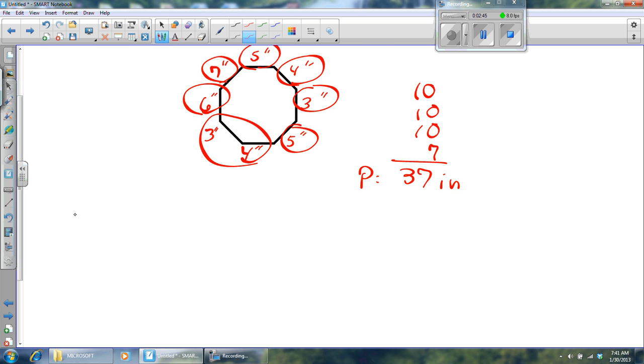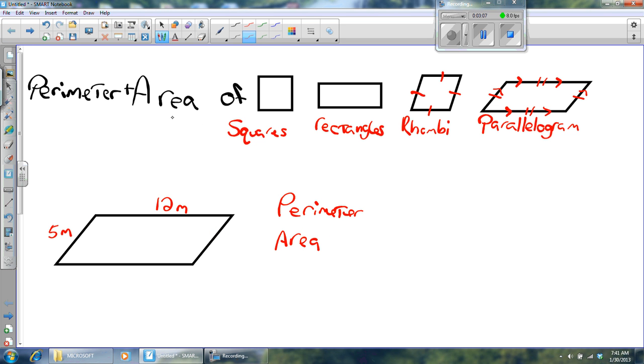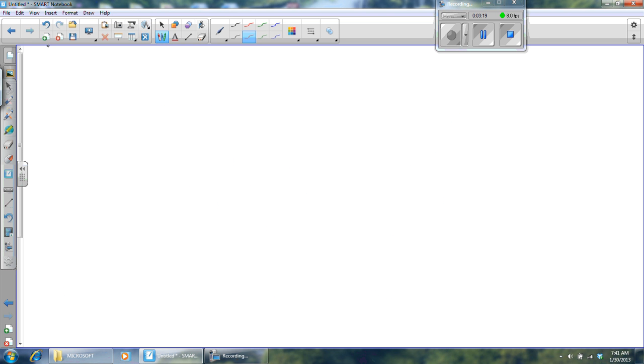Okay, area. The definition of area is the space inside a two-dimensional shape. Okay, because it's not limited to polygons. Circles have area as well. All right, now there's usually a formula for area. And again, when I'm doing area of quadrilaterals, usually I like to use base times height. Base times height. Now the problem is, a lot of you don't know what a base is.